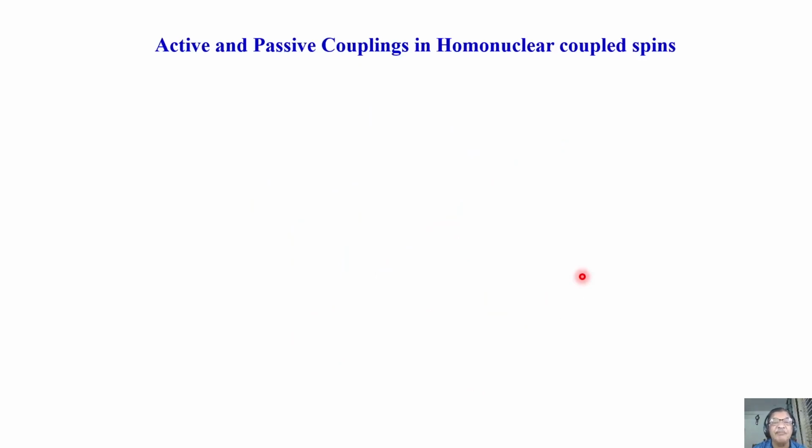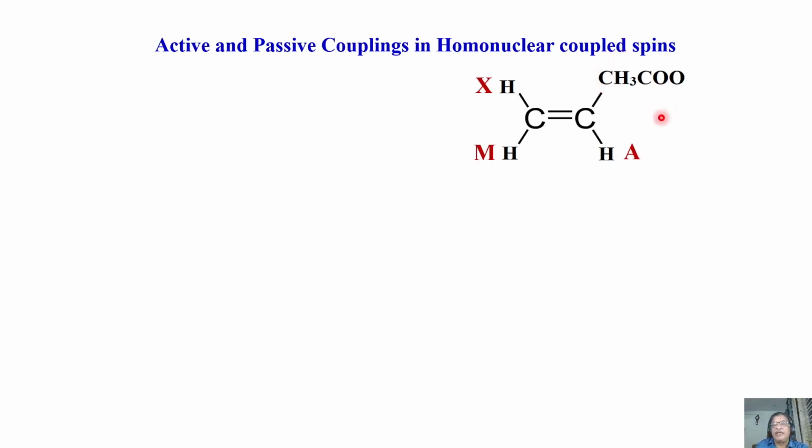Let us take a realistic example. Active and passive couplings in a homonuclear coupled spin system. I'll take an example of a molecule like this. A hypothetical molecule, 3 spins coupled. Forget about this CH3COO group. This is not coupled to any of these things, so we will not worry about it. We worry only about the chemical shifts of H, M and A. Only 3 protons, those 3 chemical shifts, let us worry.